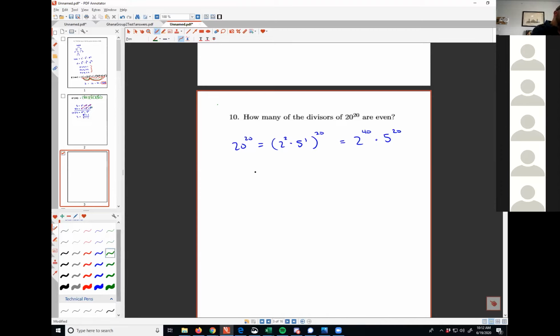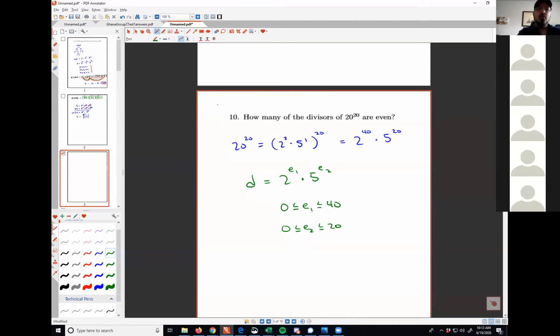So here, all of our divisors are in the form 2 to a power and 5 to a power. So we have one model for all of the divisors at once. And then we note that E1 is at least 0 and no greater than 40. E2 is at least 0 and no greater than 20.